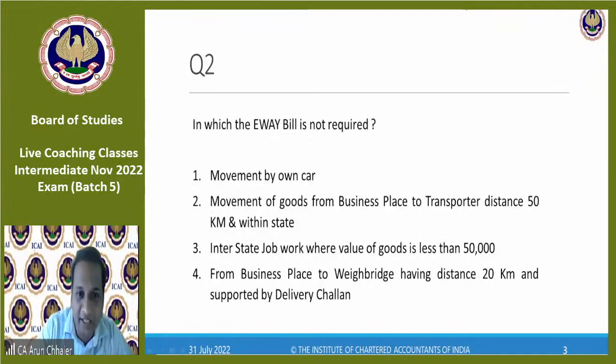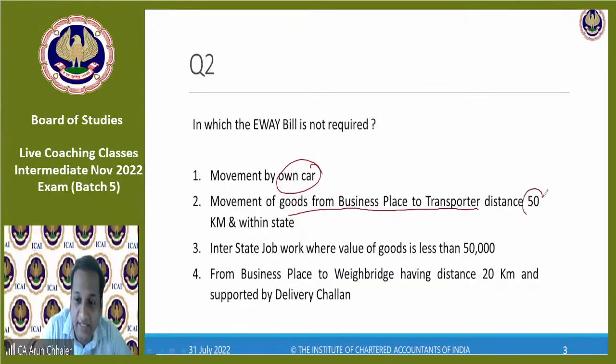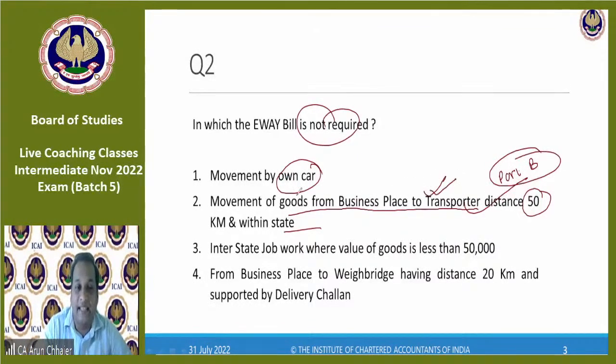Fine. This question is to be discussed. See, if I am using my own car, or hired, or public conveyance, I have to generate the e-way bill. You remember that particular point which I highlighted, own car. Even if I am using my own conveyance, I have to generate the e-way bill if the value exceeds 50,000 and all other conditions. Movement of goods from business place to the transporter, distance 50 kilometers within the state, that is okay. But is the e-way bill not required? No, sir. Only Part B has been relaxed, but Part A is required. So therefore, it is also not the correct answer.